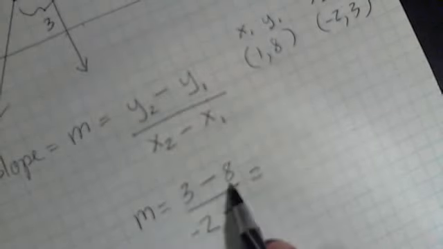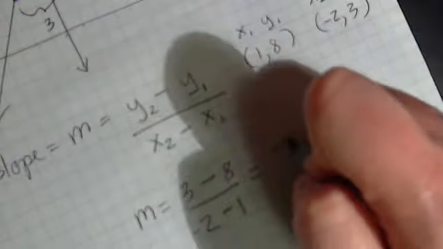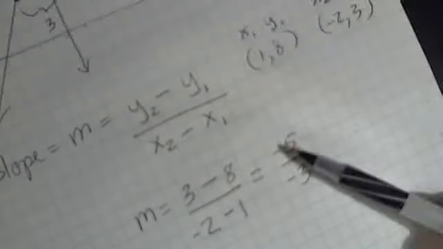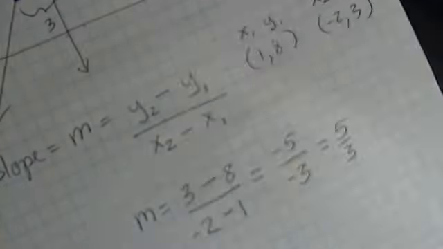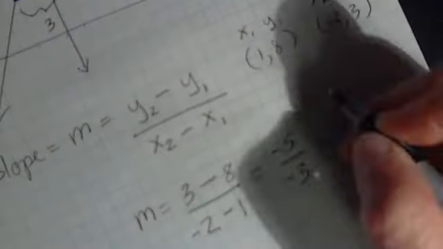3 minus 8, again, if you're not sure of your integer operations, get your calculator out. 3 minus 8 is -5. -2 subtract 1 more is -3. Now a negative divided by a negative will always be positive, so I can rewrite this simplified as 5/3. Now this is the same value that I got graphically when I drew the rise and run. You're doing the same thing here. You're just asking yourself, how much does this point rise from 3 to 8? How much does it run from -2 to 1?